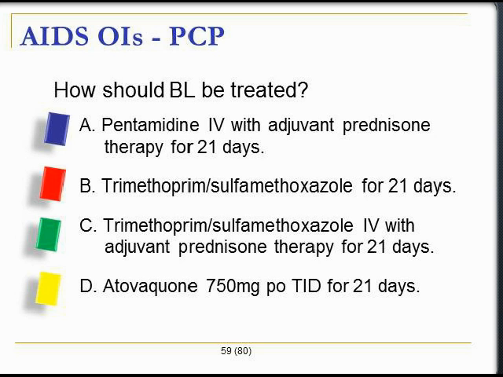All right, so how should BL be treated? Well, we need to use adjuvant prednisone therapy, so that would be A or C, and then the primary therapy that's recommended is trimethoprim-sulfa for 21 days. So the correct answer is C.